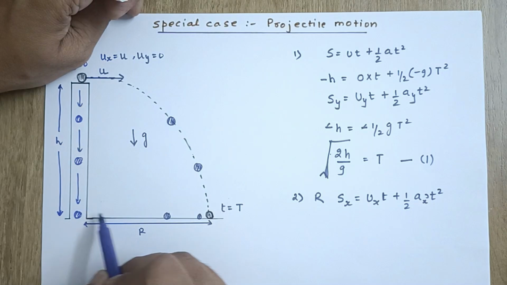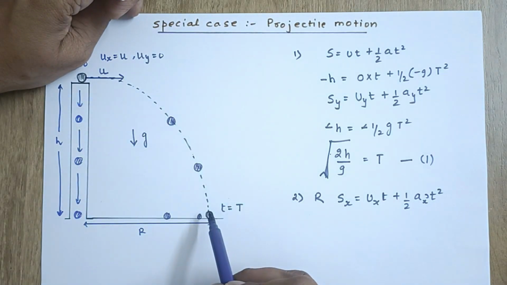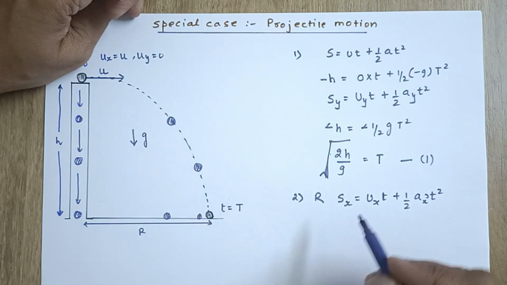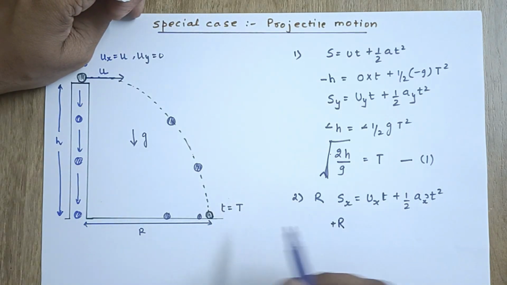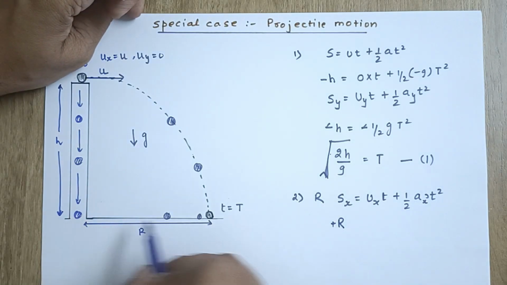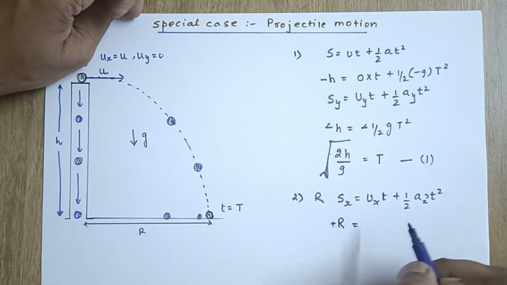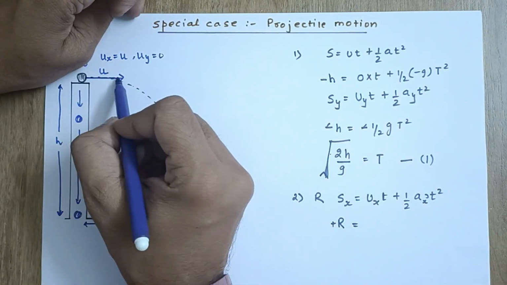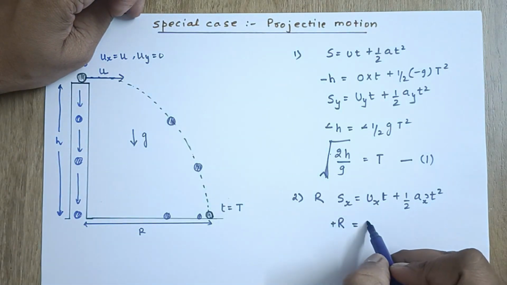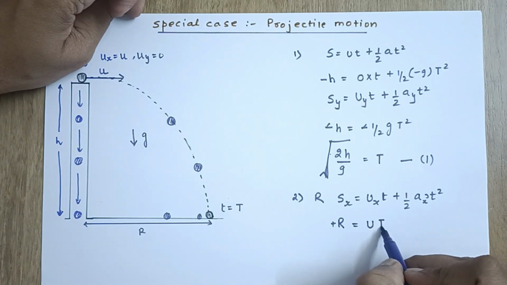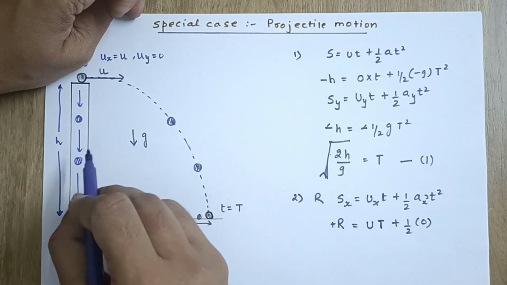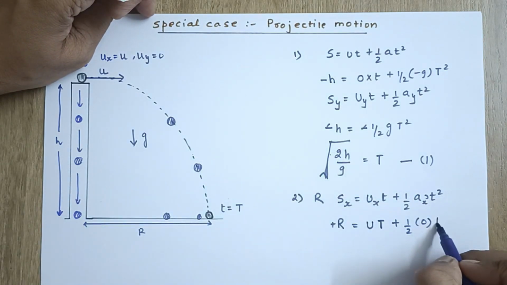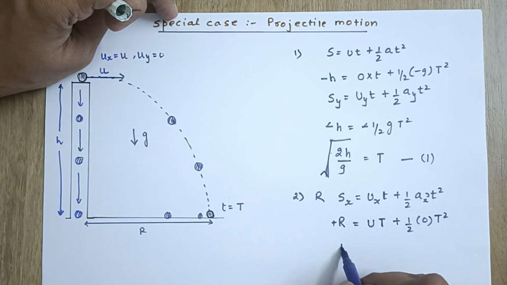So the shadow of the ball goes like this. When the ball reaches from here to here, time of flight is the time taken for both. So here I'm going to say range, which is positive because it is along this direction. This is the displacement. So the shadow moved from here to here, positive displacement. Ux is u. The entire vector is along the x-axis, u, and this is time of flight, plus half. There is no acceleration along the x-axis, times t square. So from here we get the range that is equal to u times t.